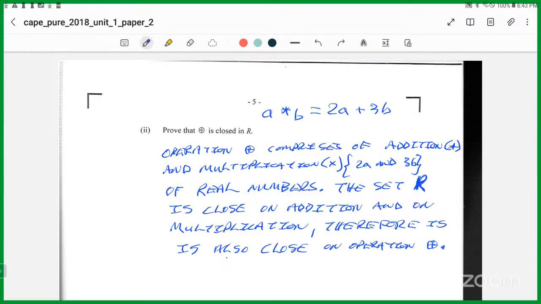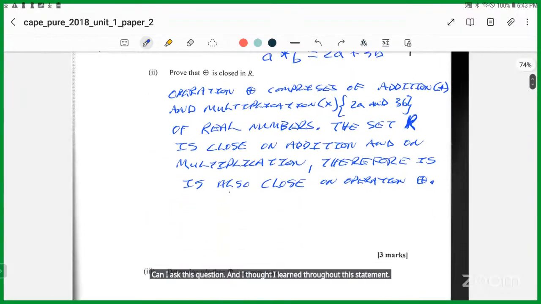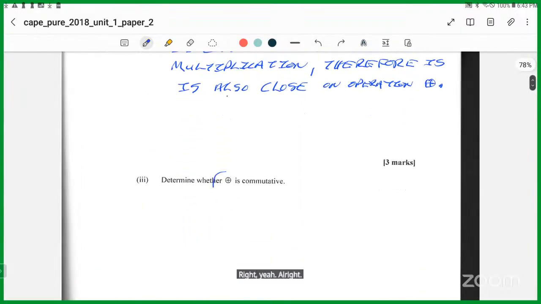I have to learn this statement because I like to ask this question. I like to ask how to learn to write this statement. Right there. Alright. It said determine if it is commutative. It's not going to be commutative, because for commutative, when you reverse the order, the result must be the same.